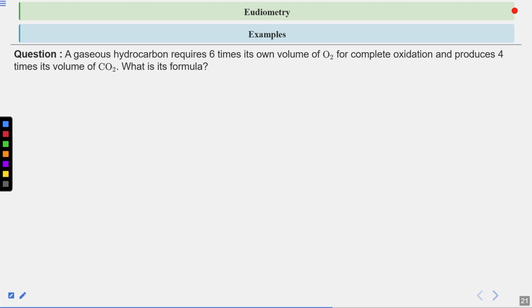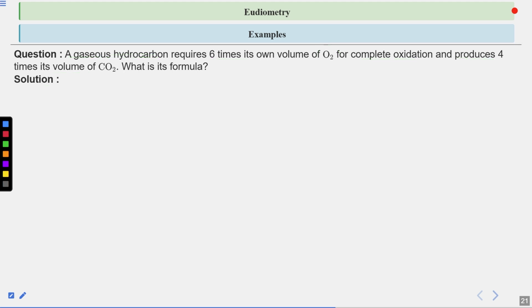Now, this is your question time. If you are able to solve this question and you don't understand the theory, you don't have to worry about it. Just focus on this question now. First thing, what is given? There is a gaseous hydrocarbon that requires 6 times its volume of O2 for complete oxidation, or complete combustion. After this reaction, it produces 4 times its volume of CO2. Then what is its formula?